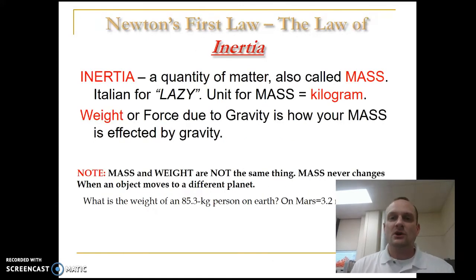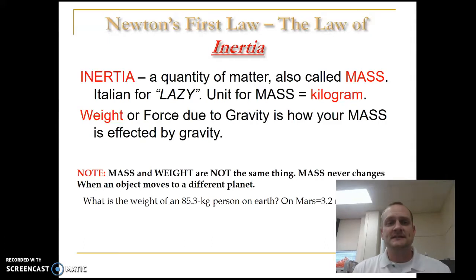Okay, so Newton's first law is also called the law of inertia. So before we talk about what the first law is, we need to define what inertia is. Inertia is a quantity of matter that we measure whenever we're measuring mass. Okay, so the unit for mass is the kilogram. That's how we're going to measure an object's inertia. So the more mass an object has, the more inertia it has. And inertia is an Italian word for laziness.